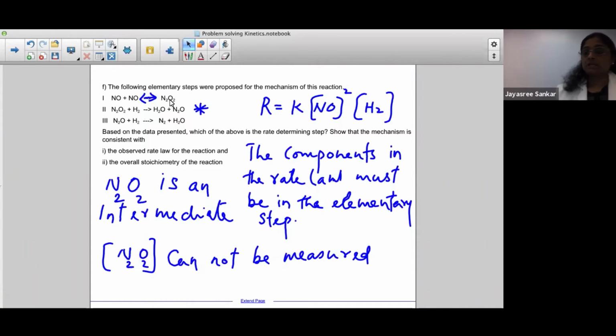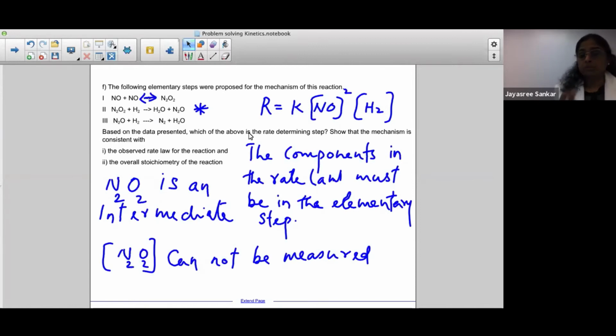Unfortunately, we cannot really determine the concentration of an intermediate, so there is no way we can put that in an equilibrium, a rate law expression like this. Because without knowing the concentration, we cannot really substitute that. So N2O2 is starting in the second step, and it is creating another intermediate, N2O, which you can see being reacted with the hydrogen in the third step. So N2O is also an intermediate.